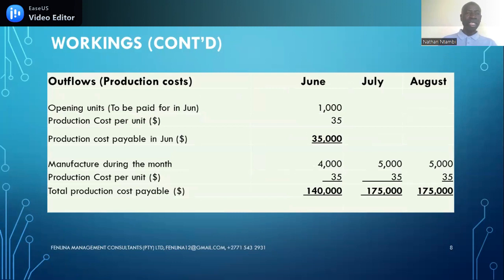Opening units, which is supposed to be paid for in June, of 1,000 units times 35, which gives us production cost payable in June of 35,000. Then manufacture during the month of 4,000, 5,000, 5,000 for June, July, and August at 35 US dollars per unit. These will give us 140,000, 175,000, and 175,000 in terms of payables for June, July, and August purchases.